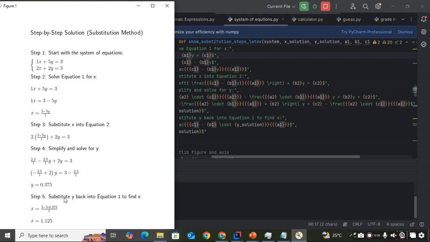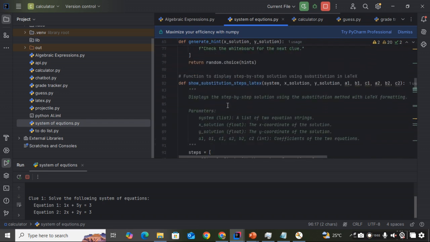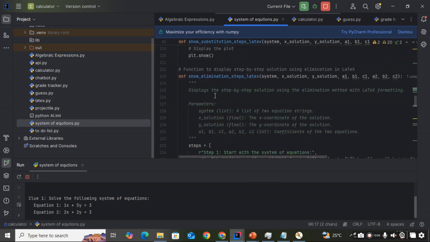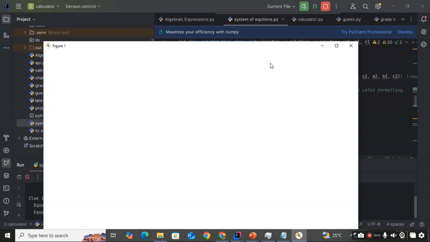So we have the last step, substitute y back into equation 1 to find x. So that's 3 minus the y solution. So we have the y solution here. The y solution is 0.375 divided by a1, and then x is 1.125. So that's it. He presented it in a very organized and human readable way. So all we need to do now is to go to the elimination steps. If we close that, of course we call on the elimination steps now. So we wait for a while.